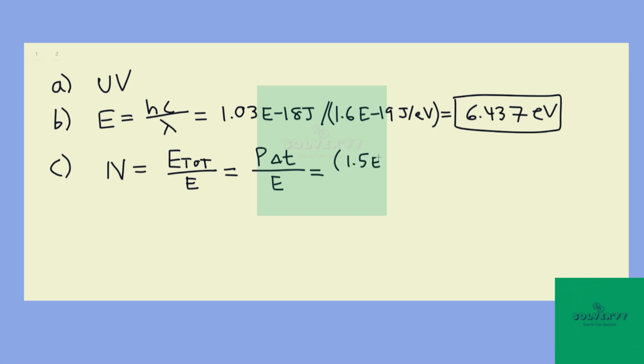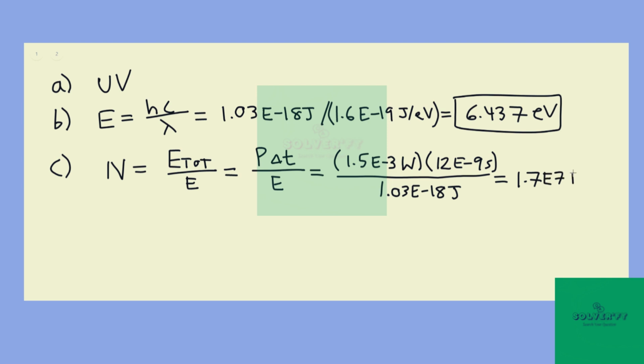1.5 milliwatts times our time, which is 12 nanoseconds, divided by the energy of a particular photon, which we'll actually use the joule amount here, because we can't use eVs without a conversion. We're left with a result of 1.7 times 10 to the 7 photons.